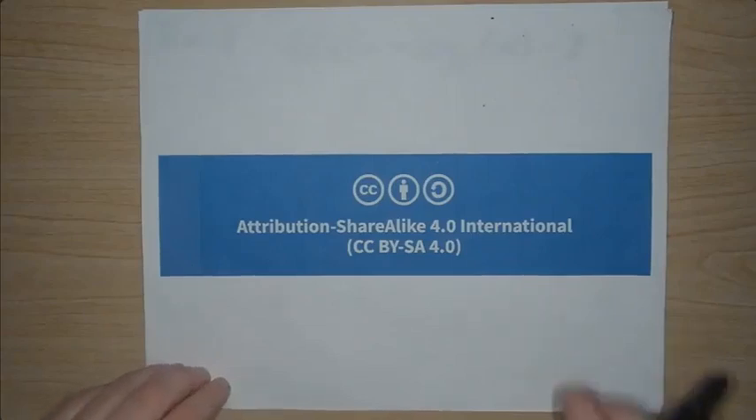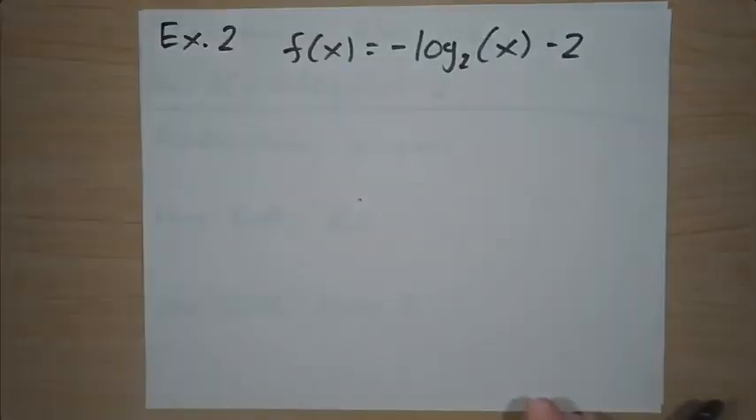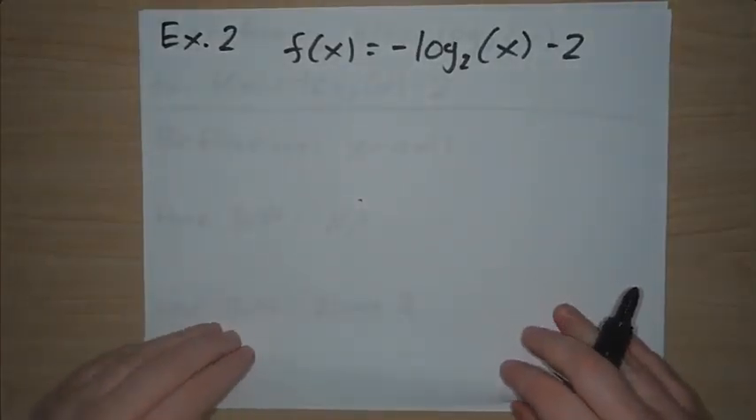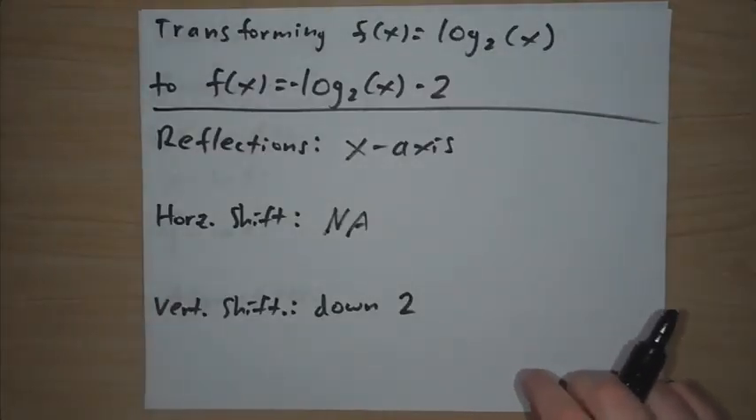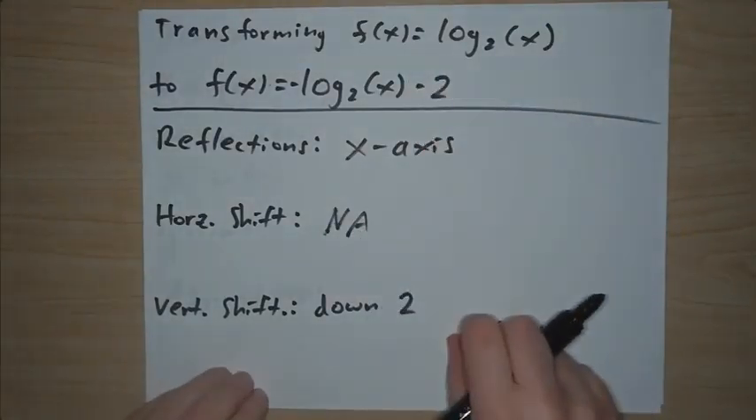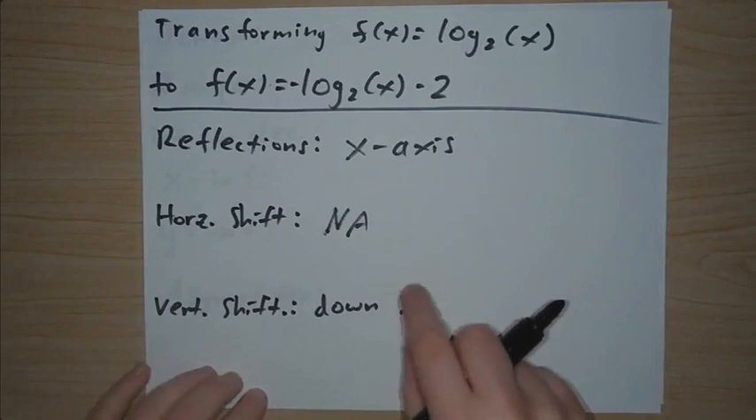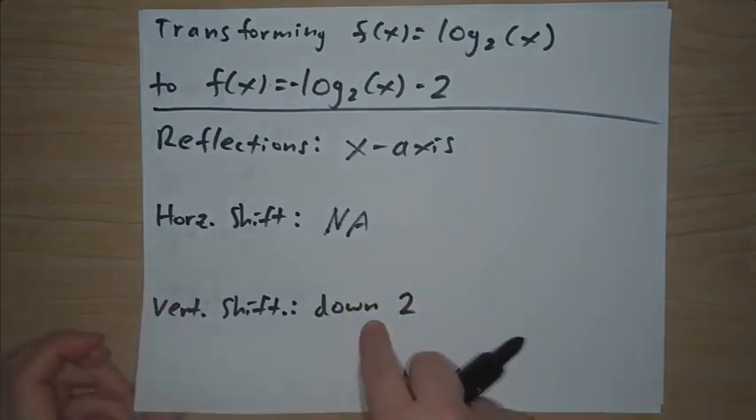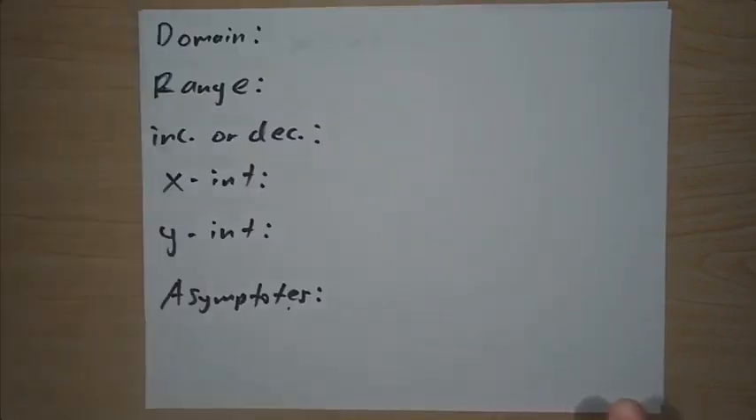This is example 2 of the logarithmic functions lab, part 2. In part 1 we found this function f of x equals negative log base 2 of x minus 2. And we got to this function by transforming f of x equals log base 2 of x. We found that there was a reflection across the x-axis, no horizontal shift, and a vertical shift down 2 spaces.